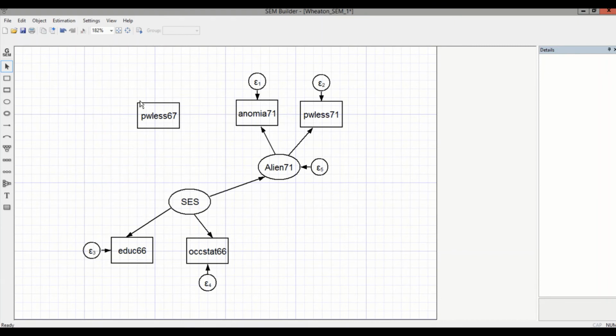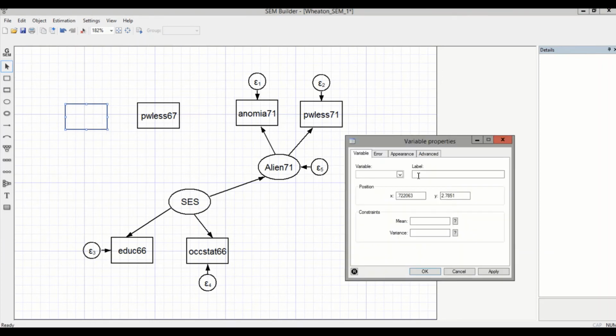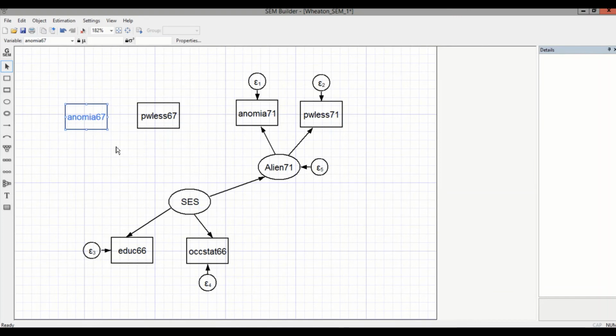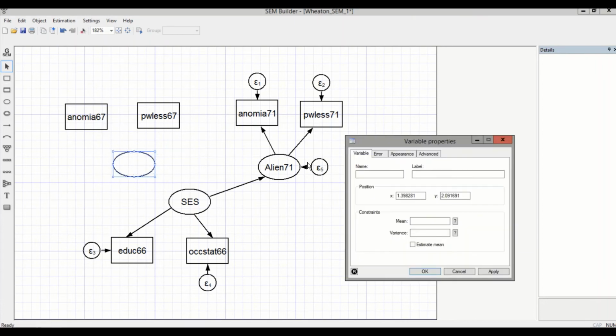Once again, the squares are observed variables. If we want to pull one in, we just go over to that, add an observed variable, and then we can click and edit it. Our data is already loaded in, so we want to recreate what I deleted. That's anomia 67. Then we want a latent variable, which is a circle. These aren't observed, so we'll have to create it and name it ourselves. So let's do, once again, alienation 67.